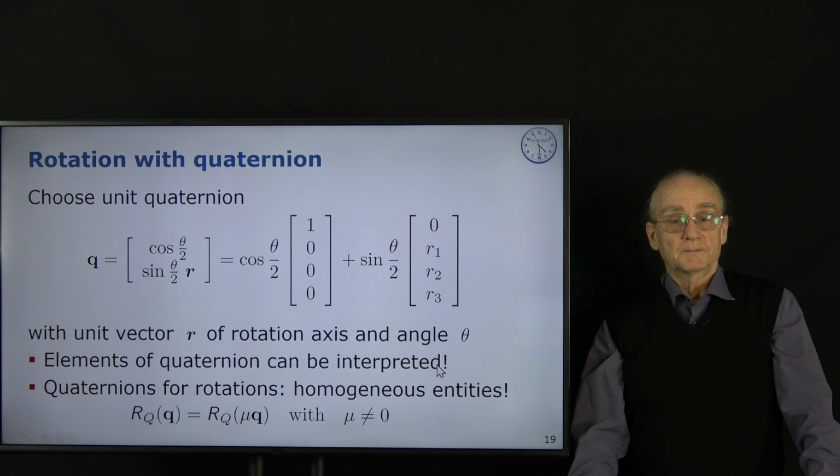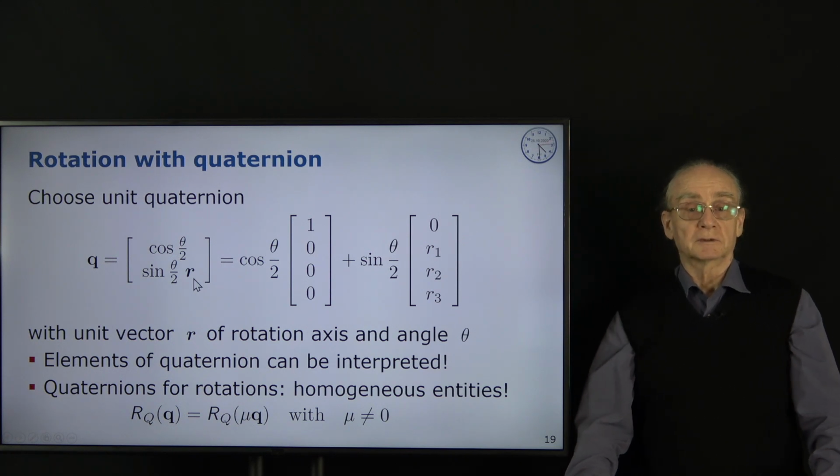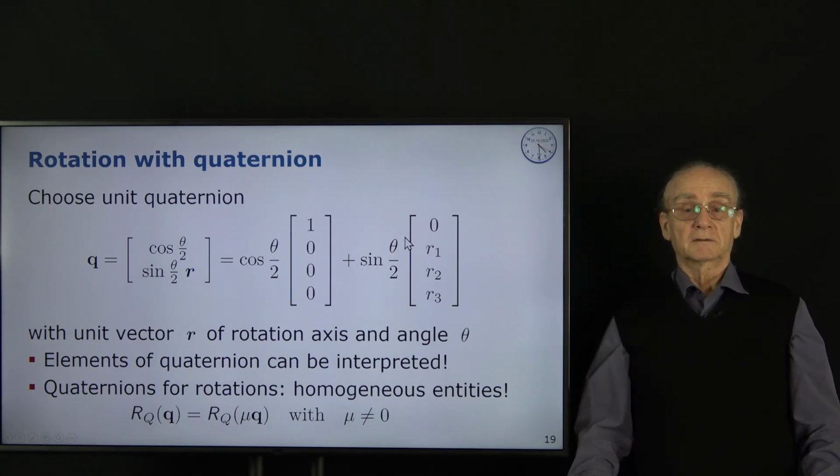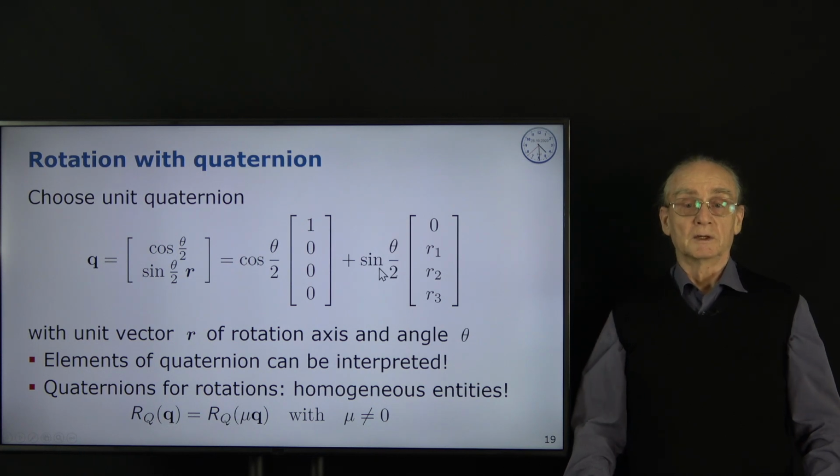Okay, put this together. We said we need to choose an adequate quaternion. So let's choose the quaternion cosine theta half and sine theta half multiplied with the rotation direction, or cosine theta half multiplied with the unit vector plus sine theta half multiplied with the scalar 0 and the vector being the rotation axis. And you see this is a unit quaternion, because if this vector has length 1, this vector has length 1, and cosine and sine square sum to 1.